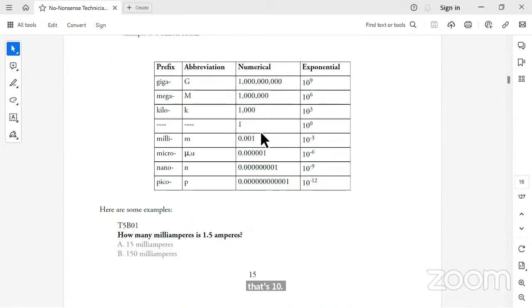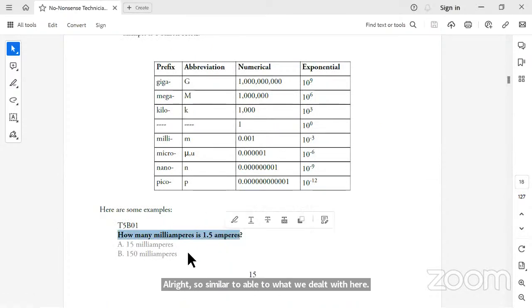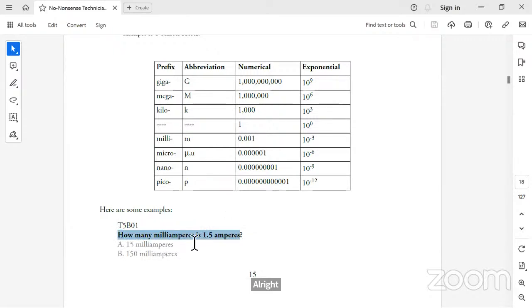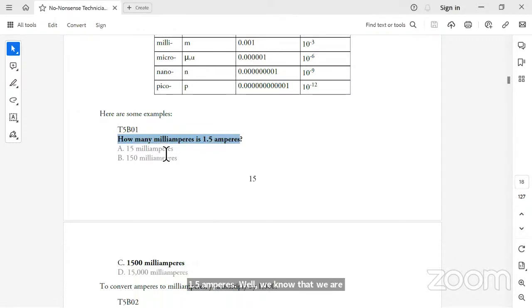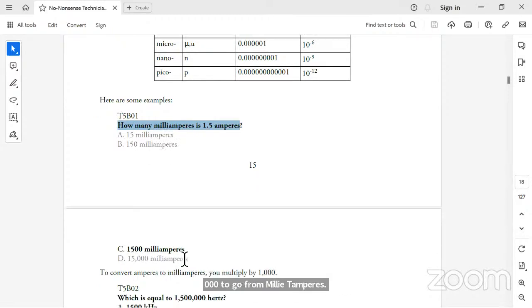All right, so similar table to what we dealt with here. We just dealt with this question a couple of moments ago. How many milliamperes is 1.5 amperes? Well, we know that we are multiplying by 1000 to go from amperes to milliamperes. So the answer is 1500 milliamperes.